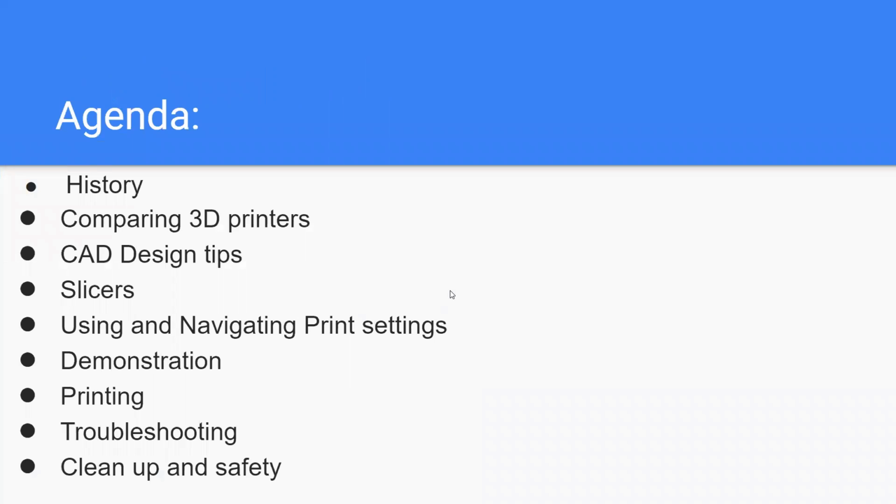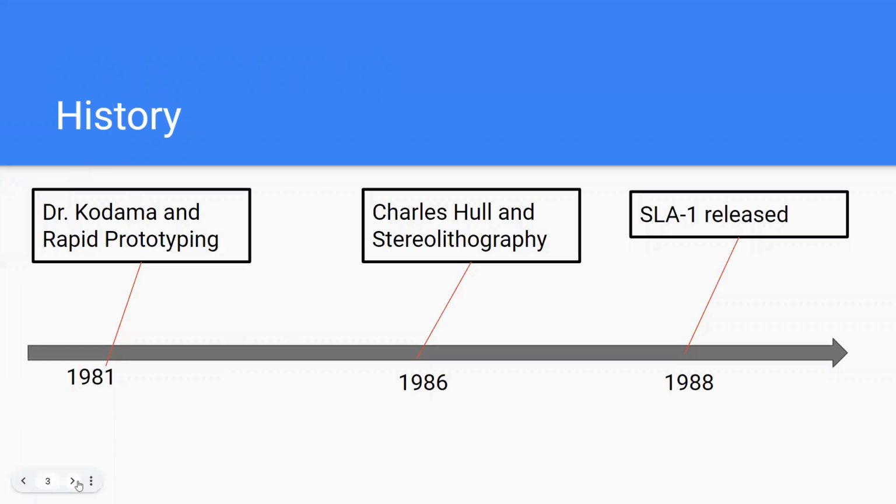All right, so what we're going to go over today is firstly, the history of 3D printing. It's important to know the context. Then we're going to be comparing the different 3D printers you're probably going to see on your time here at U of T. Then we're going to go over some tips for CAD design, slicers, how to navigate when you're actually printing. We're going to do a demonstration on slicing a print. And then we're going to talk about our troubleshooting when we're printing, which is going to be a large part of the workshop today, because that is normally where most people run into trouble. And then lastly, we're going to talk about cleaning up and finishing off once you're done your 3D print.